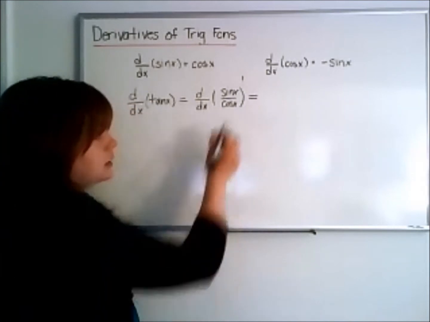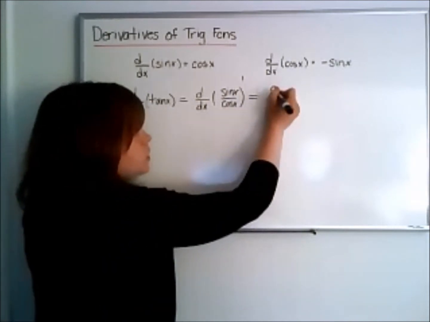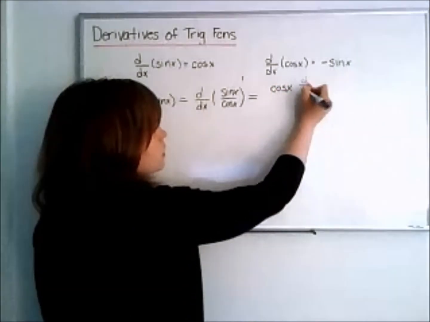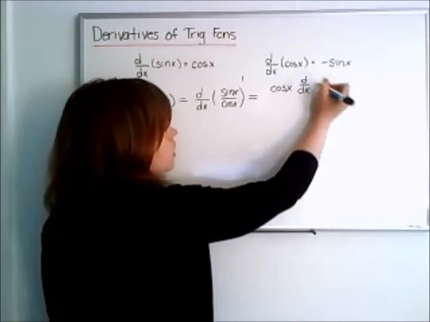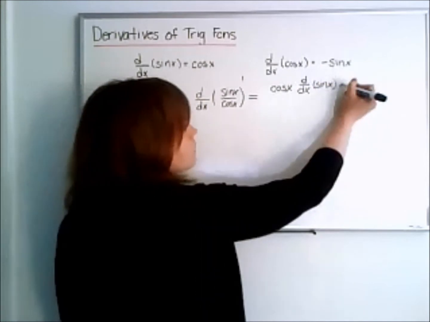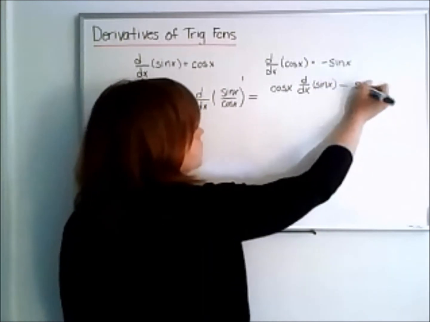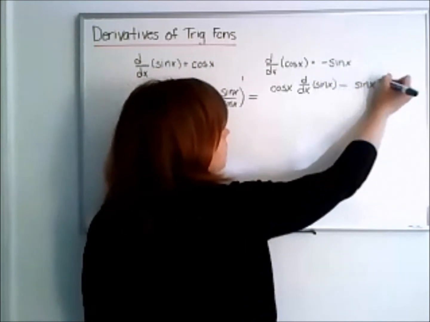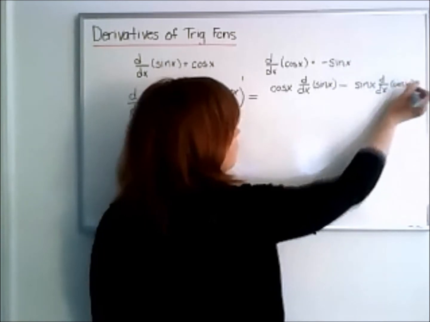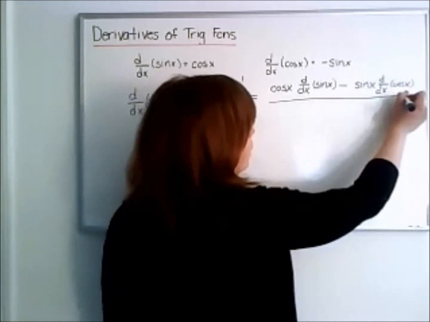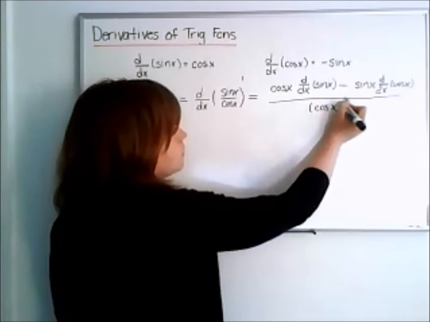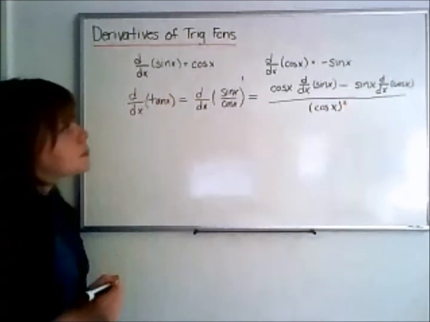The quotient rule says, take the bottom function, cosine of x, multiply that by the derivative of the top function, subtract from that term the top function multiplied by the derivative of the bottom function, and over that entire difference we're going to put the bottom function squared. Okay?